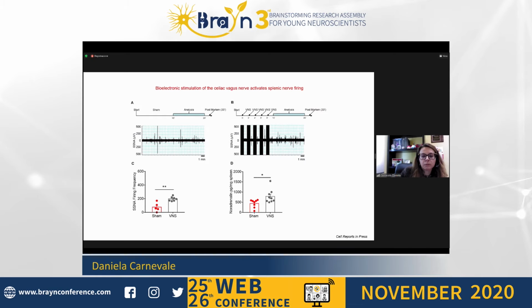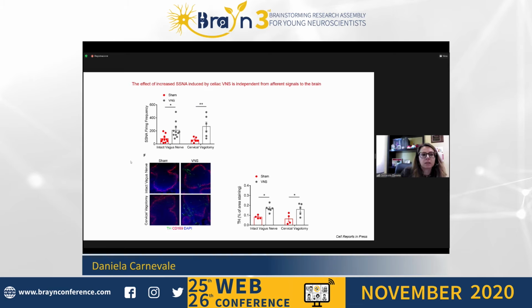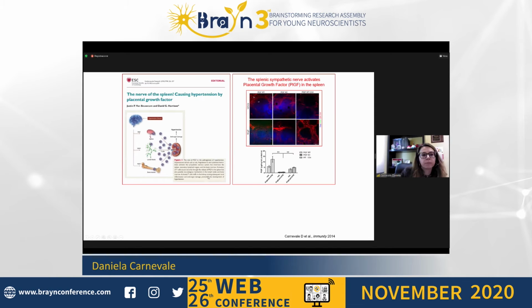But what about the mechanism inside the spleen that is recruited by this sympathetic nerve activation? We investigated this pathway in a work published some years ago, whereby we were able to demonstrate that there is a particular growth factor that is released inside the spleen when the sympathetic nerve is recruited, in this case by angiotensin II. This is one of the key experiments that showed that this growth factor, that is called placental growth factor and belongs to the family of VEGF growth factors, is released inside the spleen.